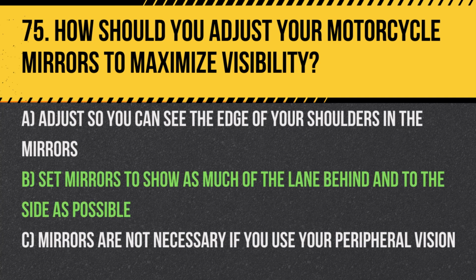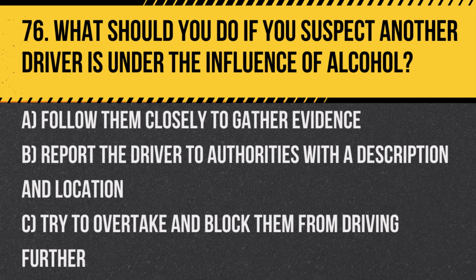Answer: B. Set mirrors to show as much of the lane behind and to the side as possible. Proper adjustment enhances awareness of surrounding traffic. Question 76. What should you do if you suspect another driver is under the influence of alcohol?